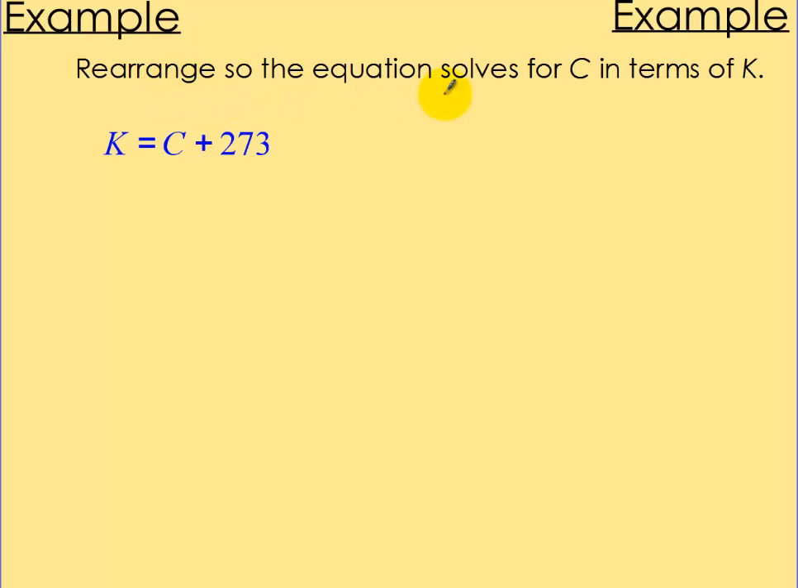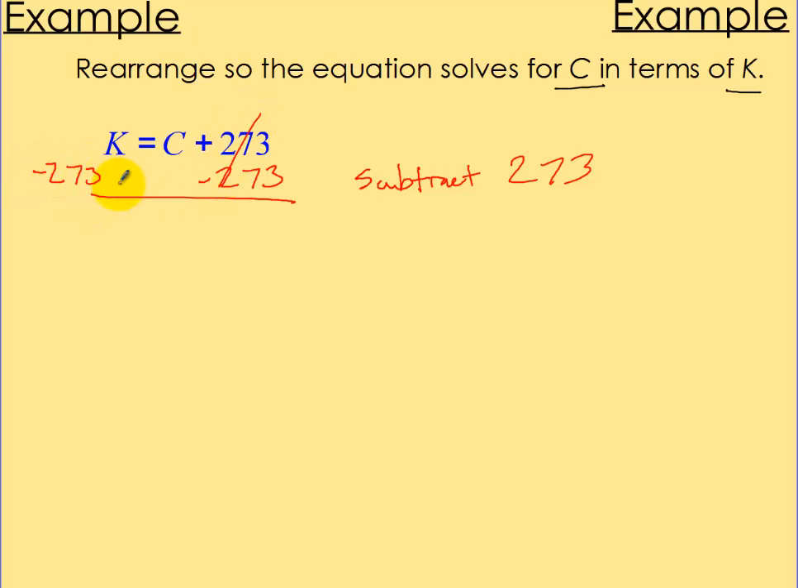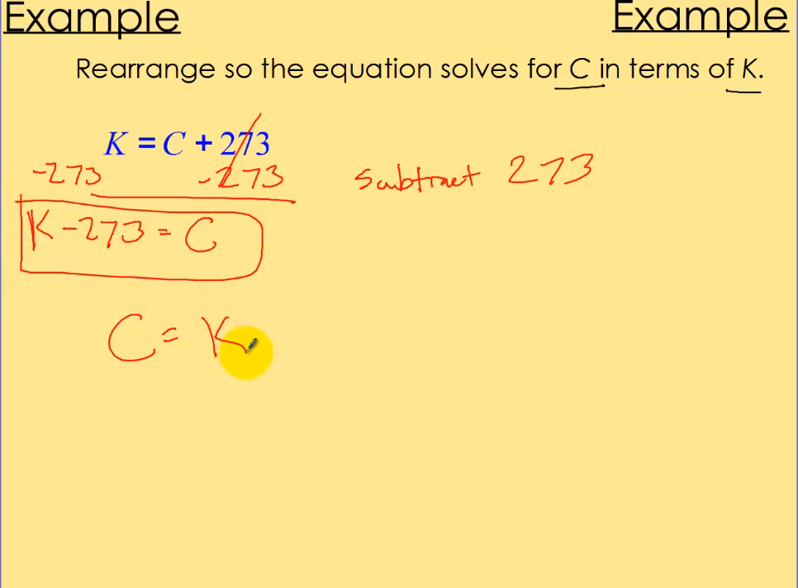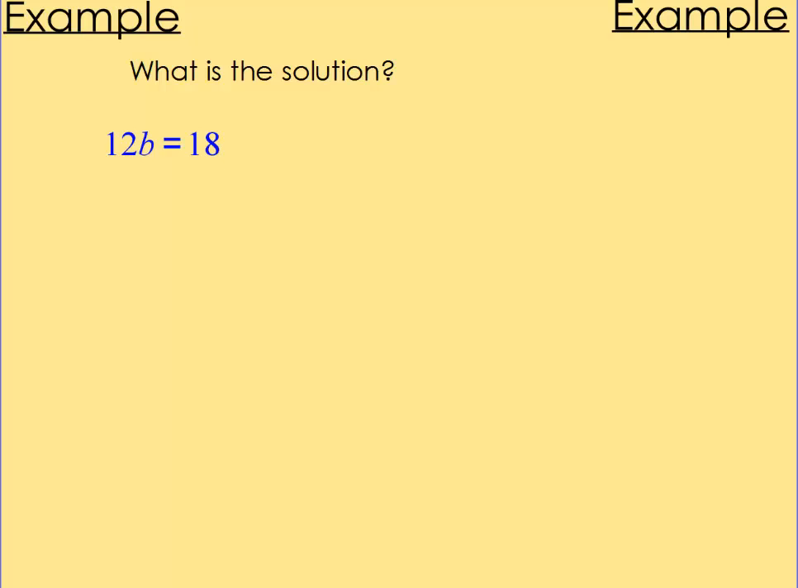All right, let's try this. Rearrange so the equation solves for c in terms of k. So it's solving for c in terms of k. We just got to flip this. To isolate c, since it's c plus 273, I'm going to subtract 273 from both sides. Write down what I'm doing. Subtract 273. Once you do that, those cancel on both sides of the equation, and what I'll get is c equals k minus 273. And there's my equation. Either way, move on. So pause the video.